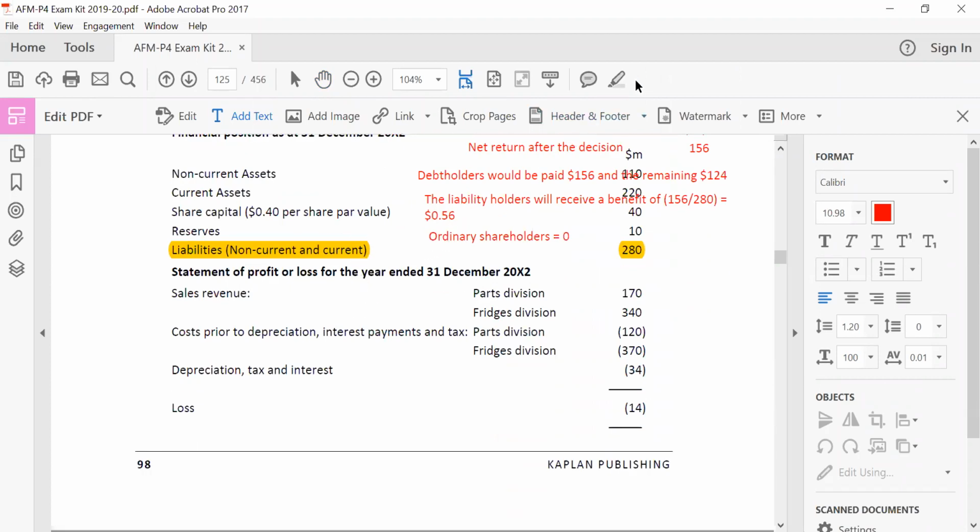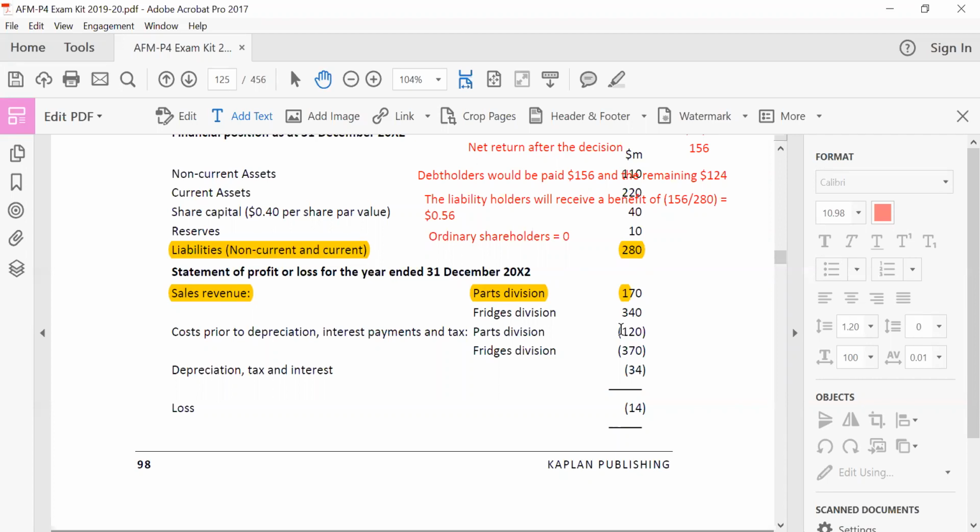So if you come here, that's what the examiner gave you. He said sales revenue, parts division is 170. Fridge division is 340. But note that we are estimating the market value of the remaining company, which means the fridges are gone. So you cannot add the fridges. Fridges is no more. We are left with parts.